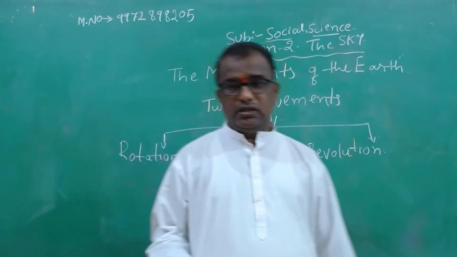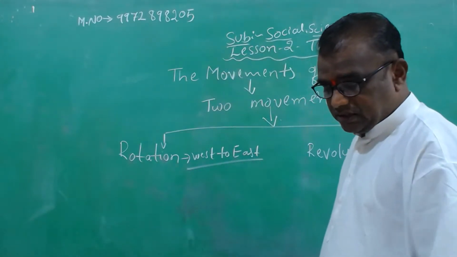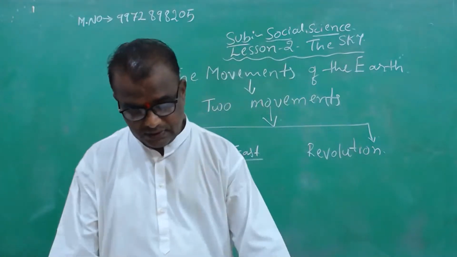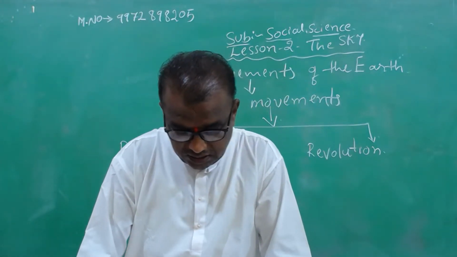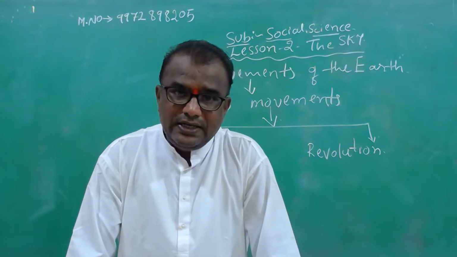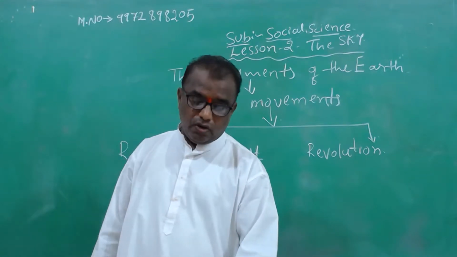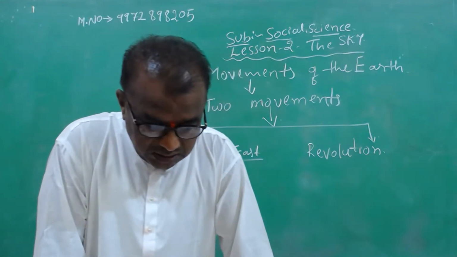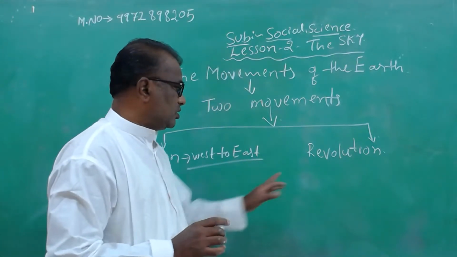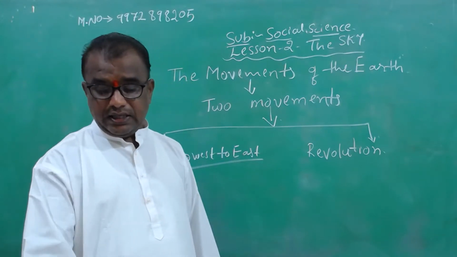Now what is revolution? Revolution: the Earth revolves around the sun on its orbit. The Earth revolving around the sun along its orbit is called a revolution.